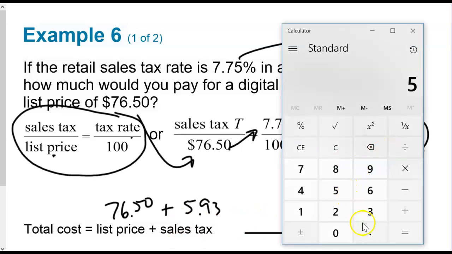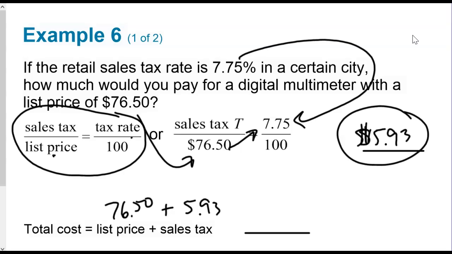$5.93 plus $76.50, and our total is going to be $82.43 for the multimeter. Total is $82.43. All right. Let's go to the next special type of problem.